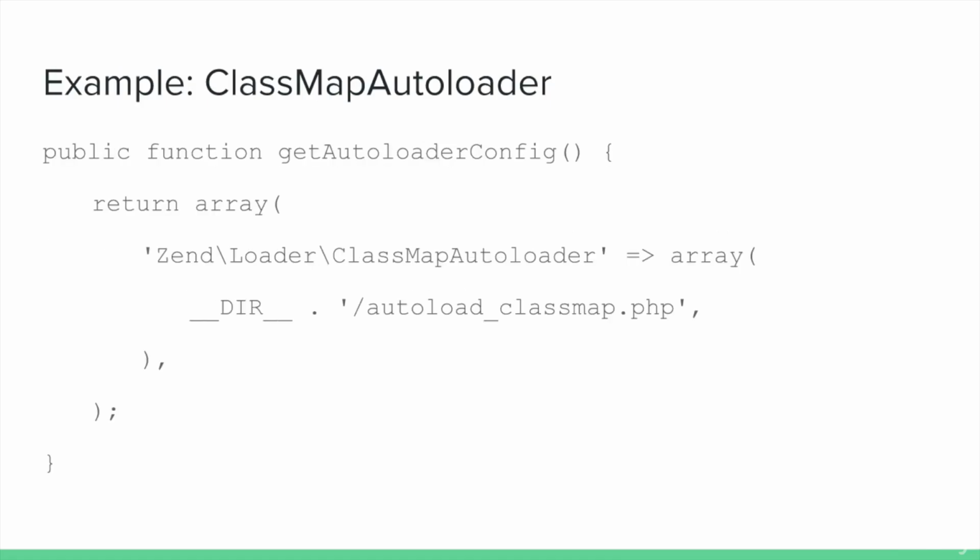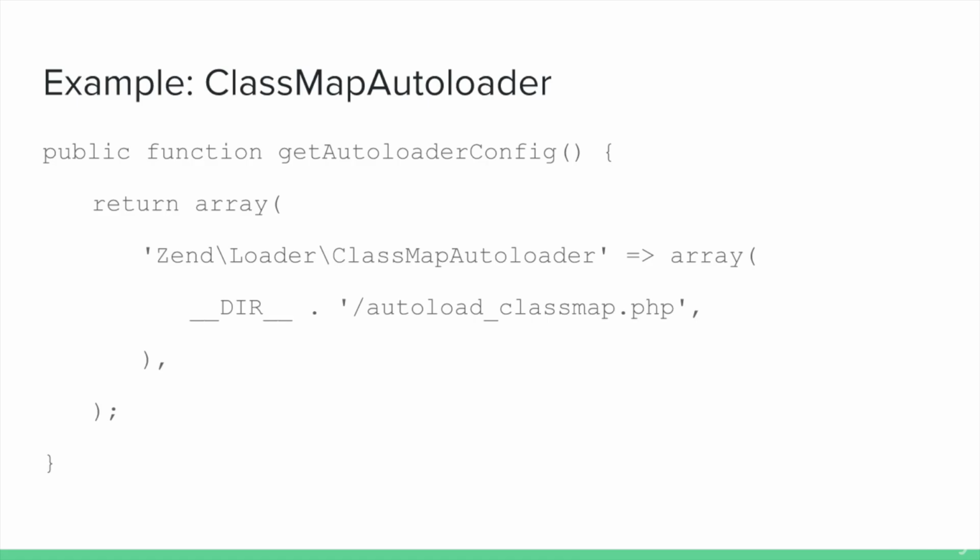So here we have an example of the Classmap autoloader. As before, it's configured within the getAutoloaderConfig method, again within the Module class. What we have done here is that we have just changed the name of the autoloader, and we just pass it an array of files where we have the class maps. And like I told you before, by convention we put this in the root of the module in an autoload_classmap.php file.